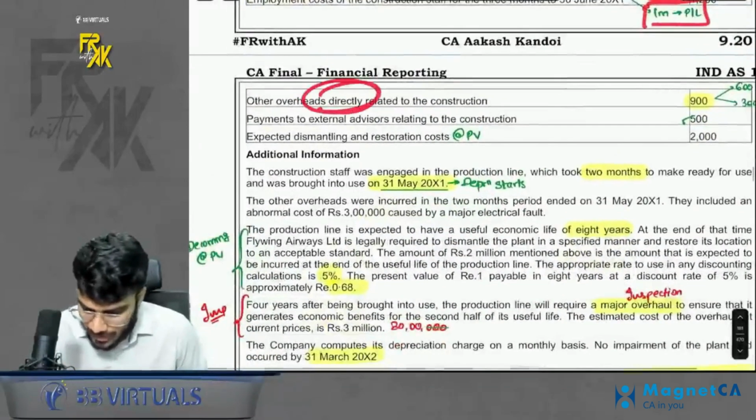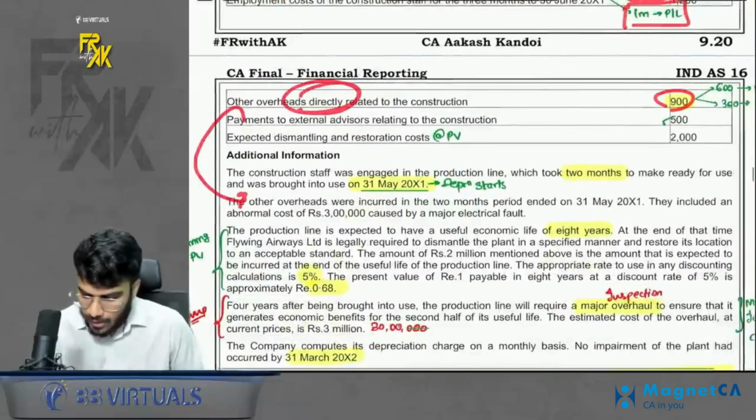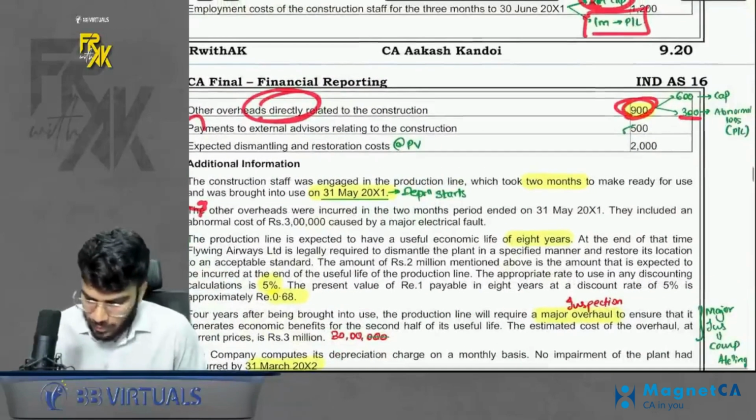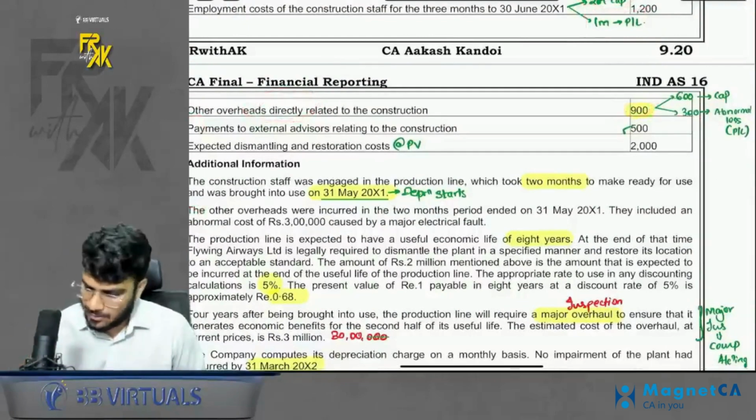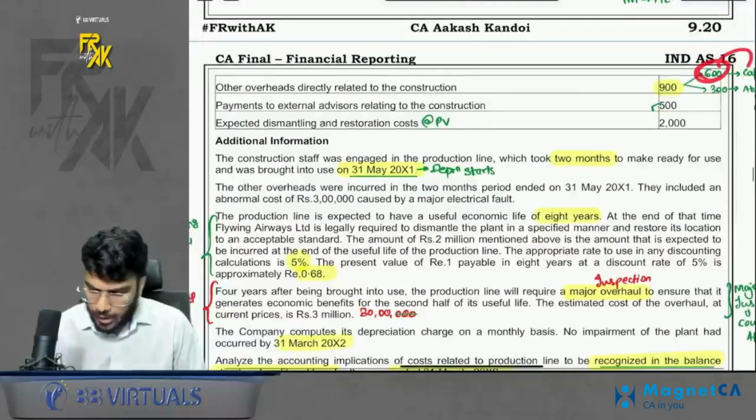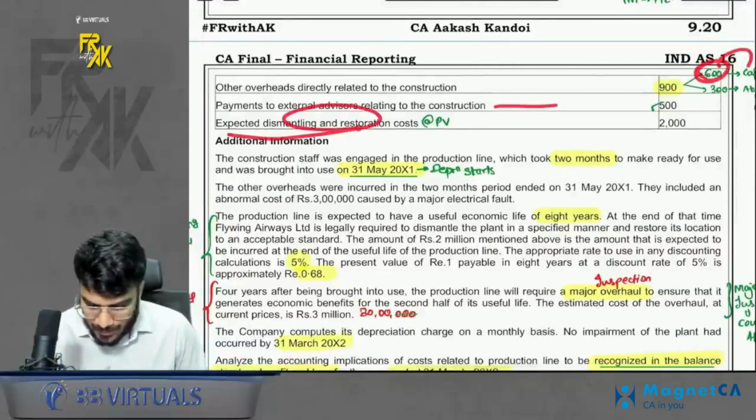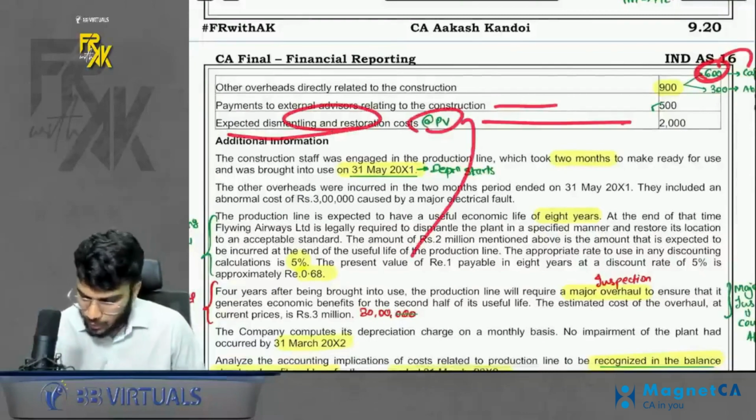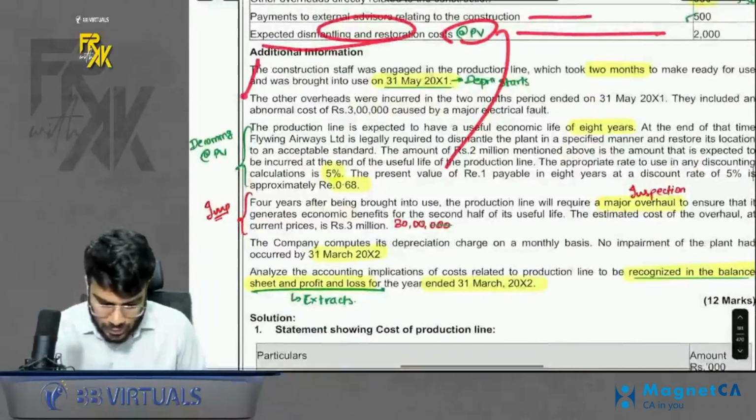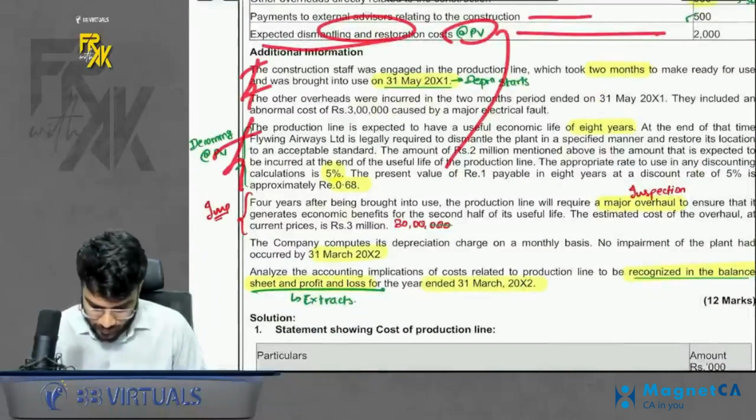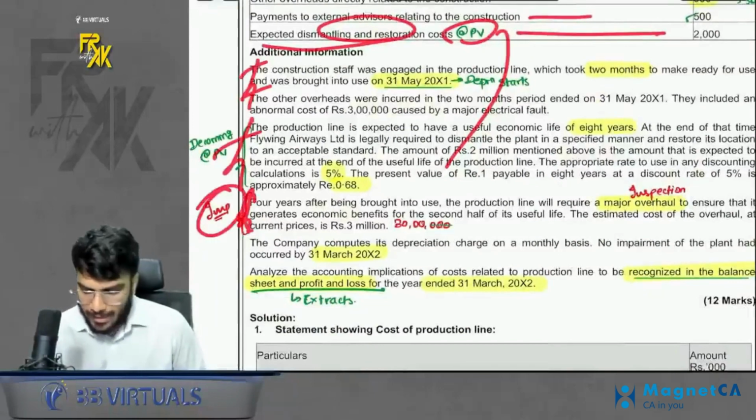Overheads are given 900, but below it was given that out of this 900, 300 is abnormal loss. So abnormal loss is never capitalized. You will capitalize only 600. Professional fees are capitalized. Expected dismantling present value information is given below. We will capitalize at present value. These two pieces of information are taken care of. Decommissioning information taken care of. The important part lies here.